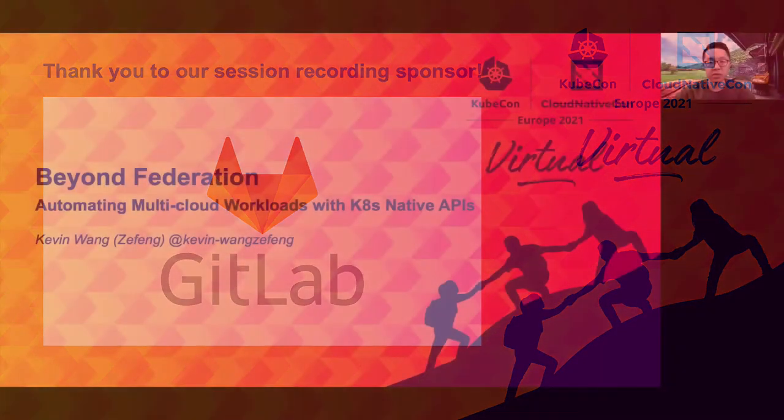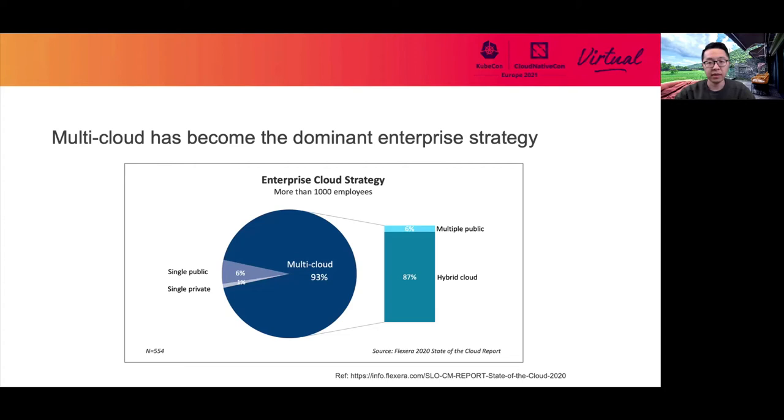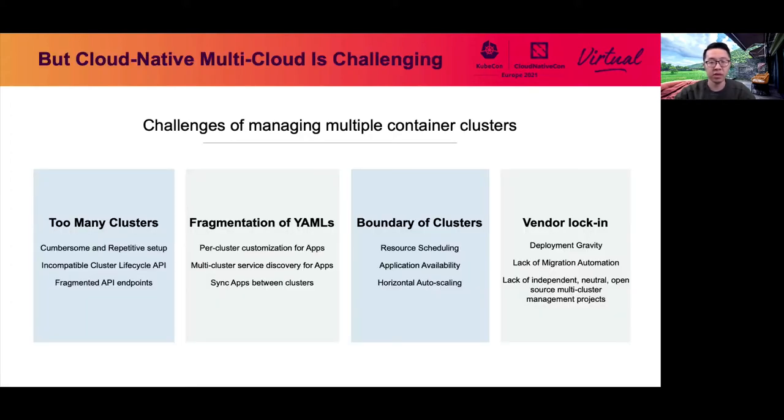Today, I want to talk about automating multi-cloud workloads with the Kubernetes native APIs. You have probably seen this report already that 93% of enterprises have a strategy to use multiple providers. The fact that Kubernetes has matured over years along with the cloud market will hopefully unlock programmatic multi-cloud managed services. However, there are still many challenges.